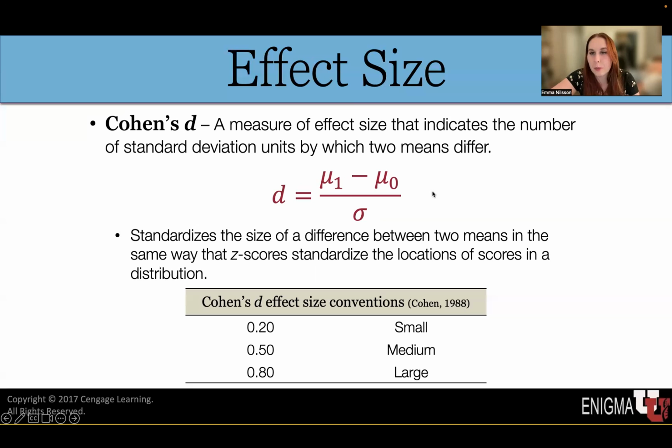The two means are going to differ by 6 points, so it would be 6 over 15, which is equal to 0.4. So that would be 0.4 standard deviations difference between the mean in both populations. So your effect size 0.4 is going to be a small to medium effect size. It doesn't quite reach the threshold for medium, so you would still say small. But that is how you would find the effect size.